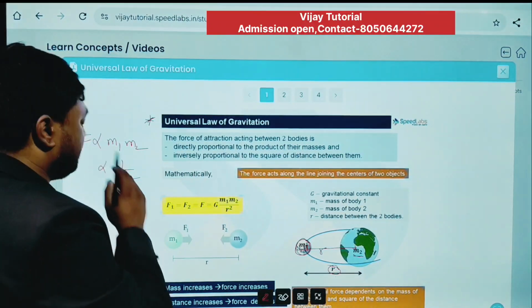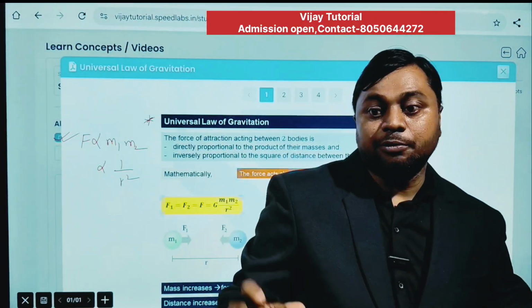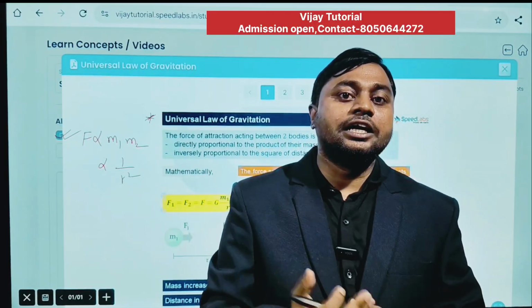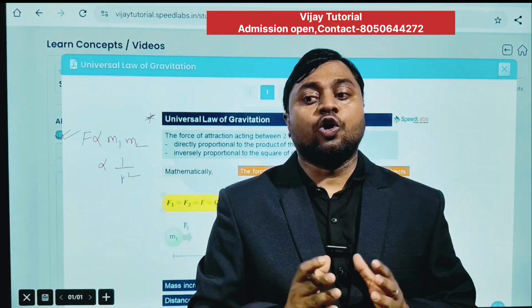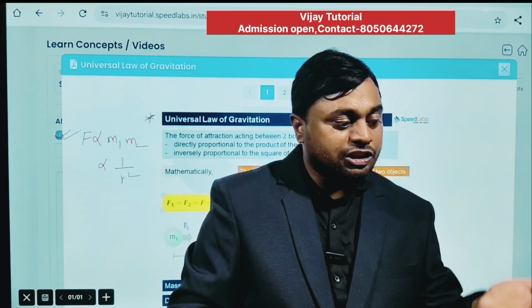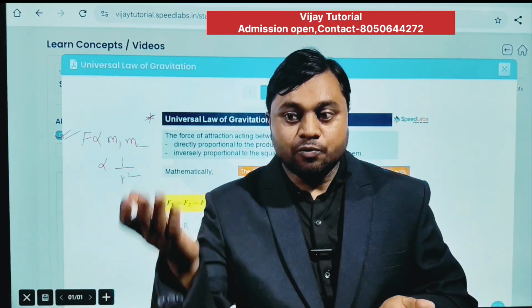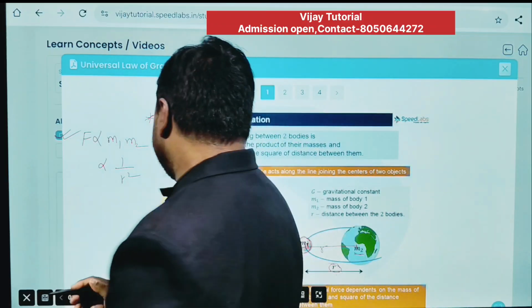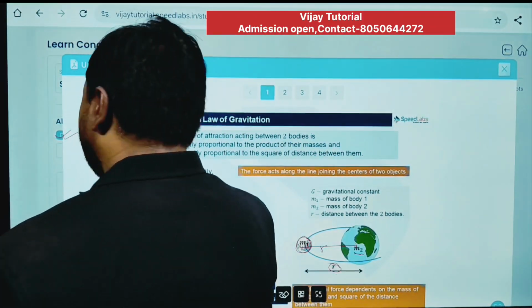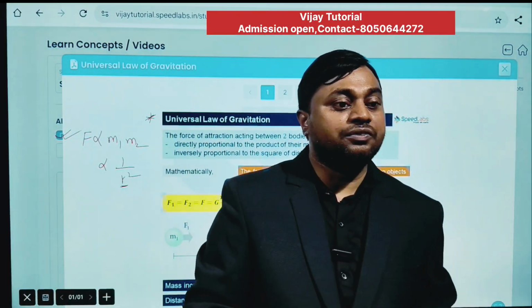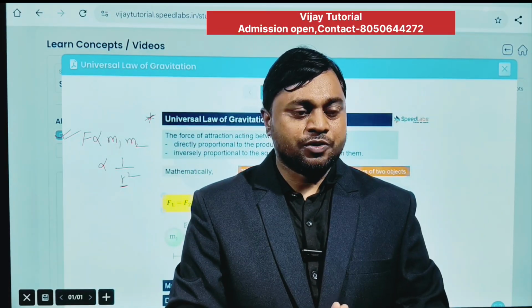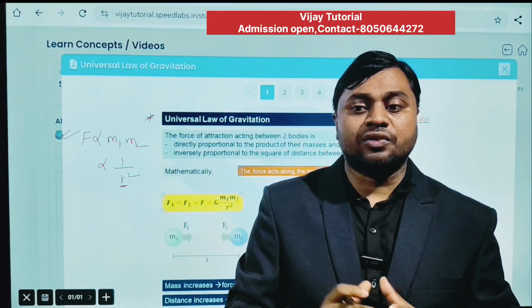So what he told is, there exists a force between any two bodies in the universe. That force is directly proportional to the product of masses. It means when the mass is more, the force is also more. And it is inversely proportional to the square of the distance. Inversely proportional means what? If the distance between them increases, the force decreases, yes or no? So this is the universal law of gravitation.